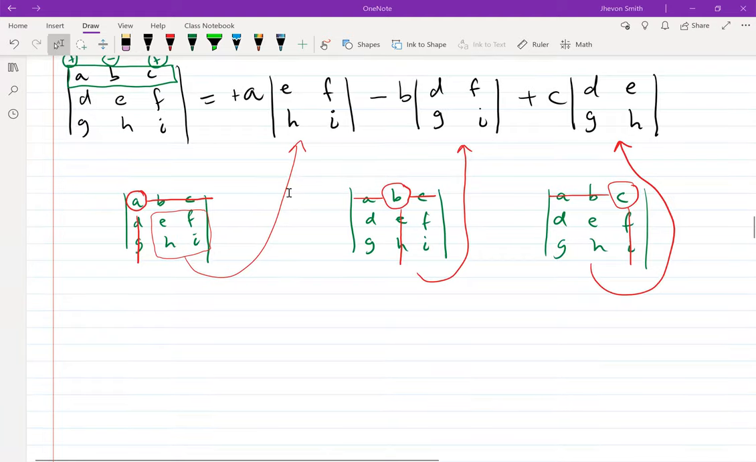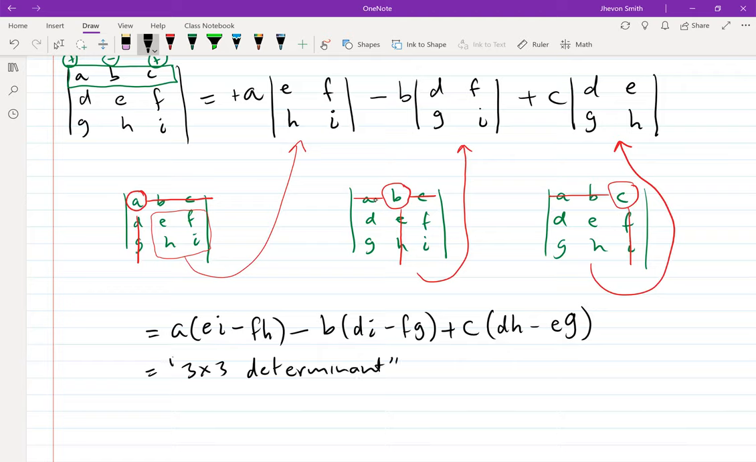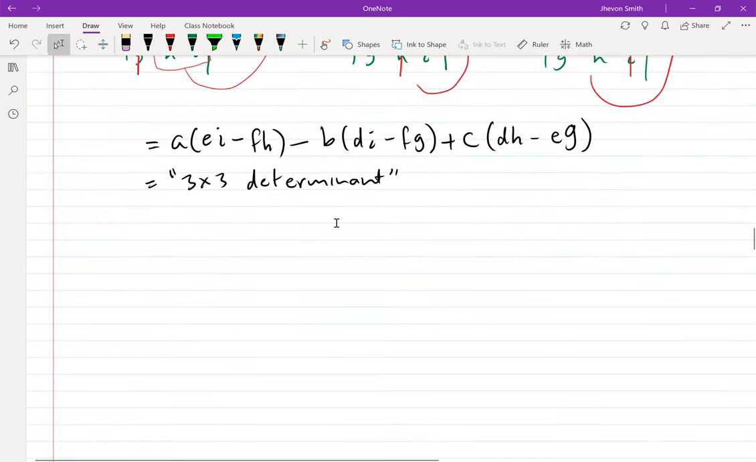And of course, what's going to happen is you're going to apply the formula that I mentioned for 2x2s. So the first one is going to be E times I minus F times H, minus B times, no, minus the next one, D times I minus F times G, plus D times H minus E times G. And this is just going to be a number. This we call the 3x3 determinant.